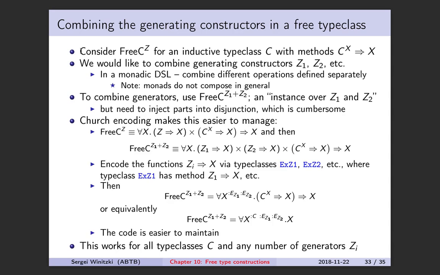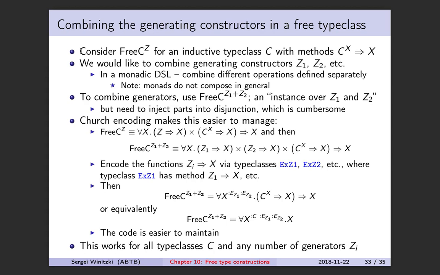Another general thing we can do with a free type class is that we can combine different generating constructors. So far we have been only looking at a free instance of a type class C generated by a single type Z. But we can also consider several constructors at the same time, several generating types of constructors. And this would correspond in a monadic DSL that we have different sets of operations that are defined separately. We would like to combine them.